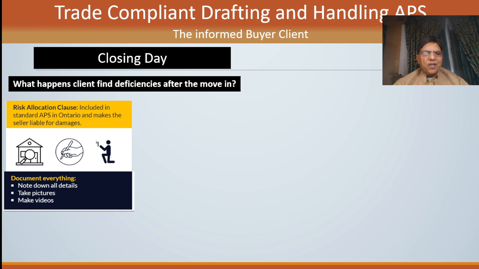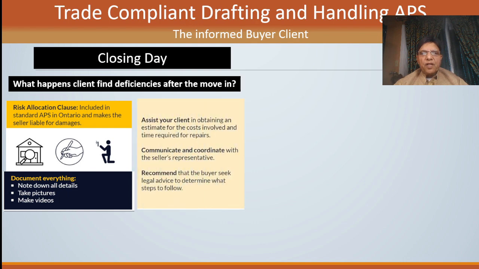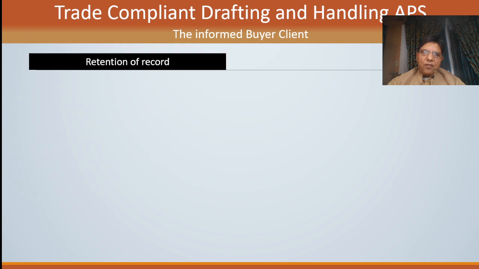Note down all details, take pictures, and make videos of the deficiencies. Assist your client in obtaining an estimate for the cost involved and the time required for repairs. Communicate and coordinate with the seller's representative. Recommend that the buyer seeks legal advice to determine what steps to follow. Don't give them any legal advice. You, as an agent, are not a legal advisor. Ask them to contact their lawyer, and you can provide them the pictures, videos, and notes you have taken to support them, and they can now have it addressed through their lawyer.